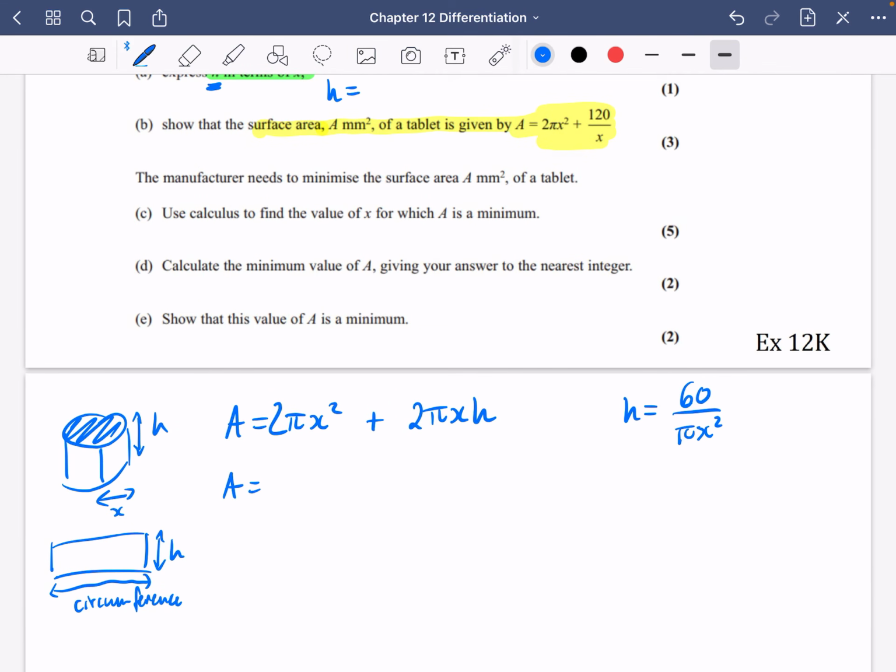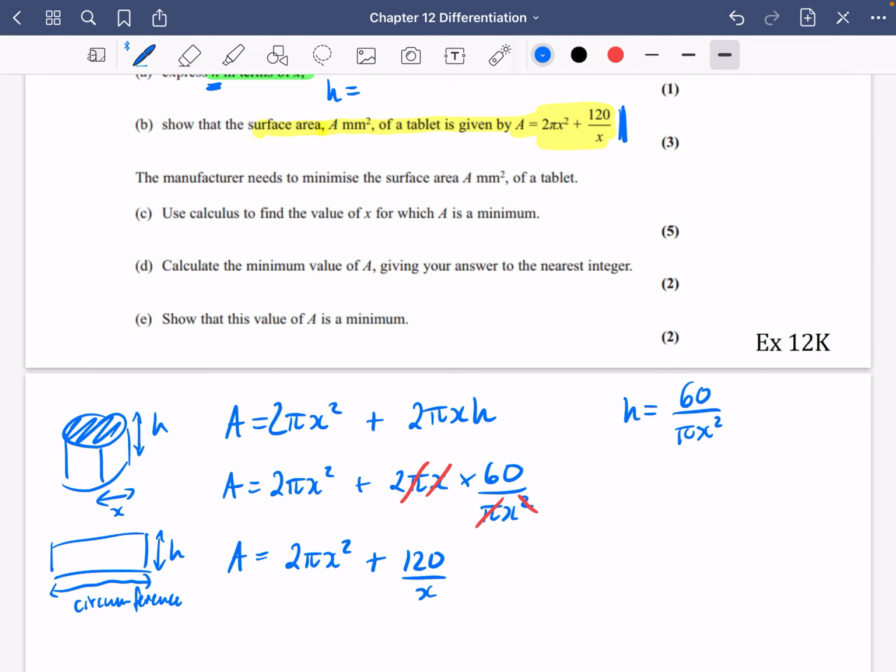So the area is equal to 2 pi x squared plus 2 pi x multiplied by 60 over pi x squared. There's some things that cancel here. A pi in the top, pi in the bottom, the x in the numerator with the squared in the denominator that we've got there. And I'm just going to simplify so that we have 2 pi x squared plus 2 times 60 is 120, and it's over x, which is just like we've got here.